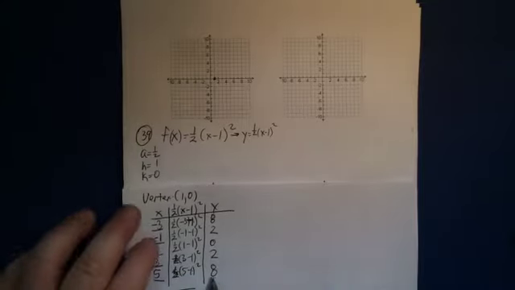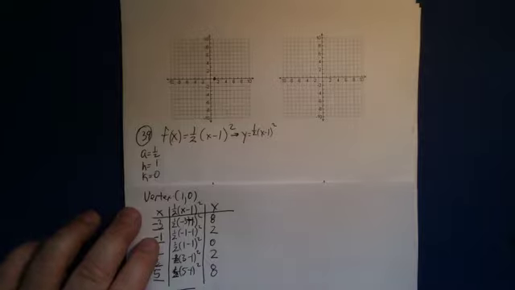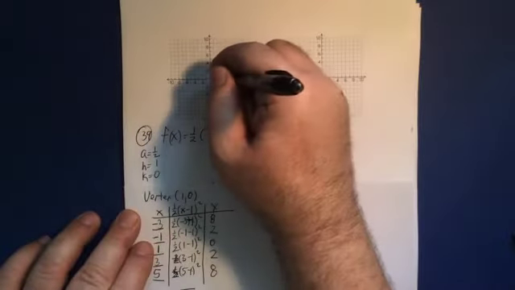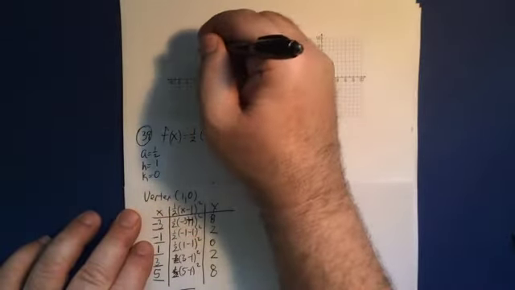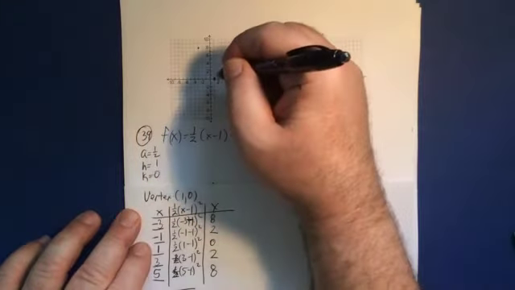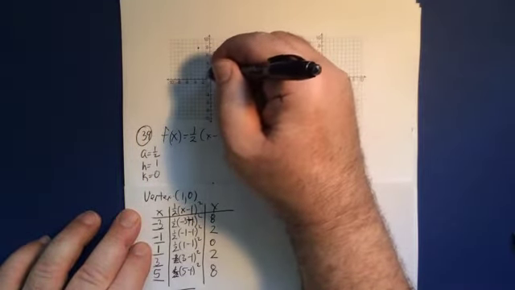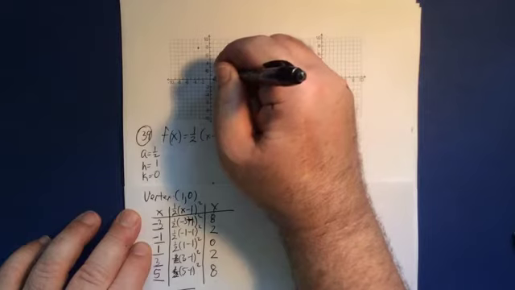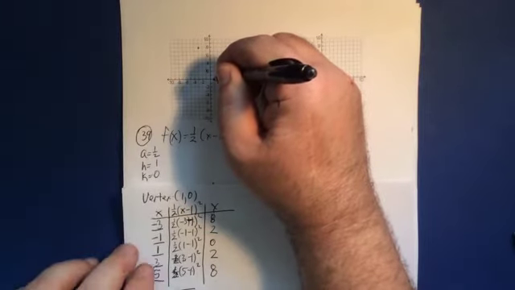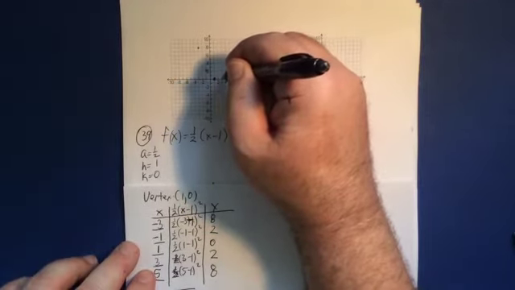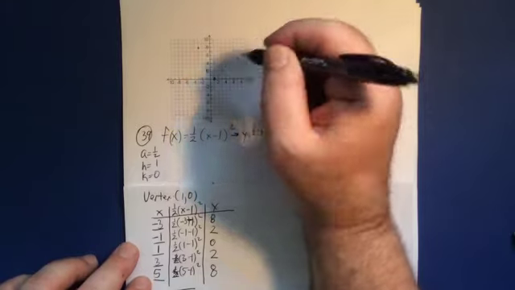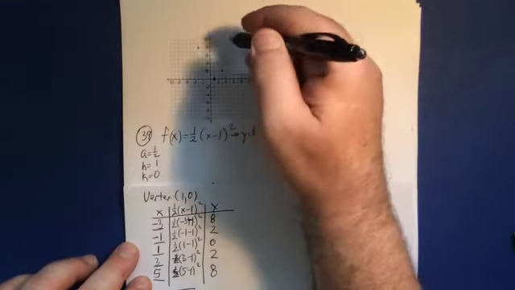Let's go ahead and graph these points that we have now. We've got the point -3, 8. It's going to be up here. Then we've got the point -1, 2. Then we've got the point 1, 0. Then we have the point 3, 2. Then we have the point 5, 8.